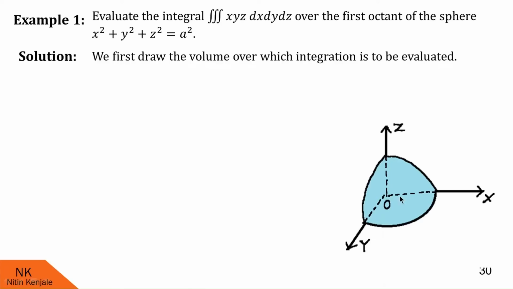So assume this is positive x-axis, positive y-axis and positive z-axis. If we draw only the first octant of the sphere, it will look like this. Here r varies from 0 to radius a. Here given that radius is a, so r varies from 0 to a. Theta will vary from 0 to pi by 2, and similarly phi will vary from 0 to pi by 2.